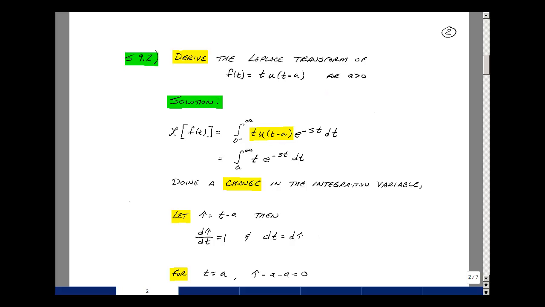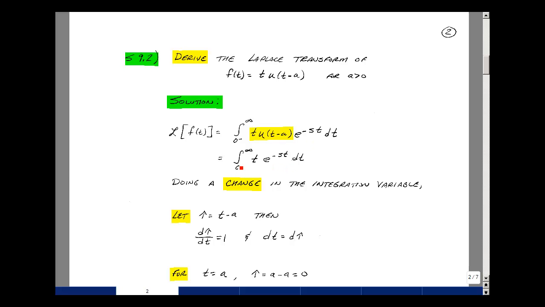Let's apply our definition of a Laplace transform. We'll take the integral from 0 minus to infinity of our function, which is t times u of t minus a, and then multiply that by e to the minus st dt. U of t minus a, the value of this is 0 for t less than a. So we can do our integration then from 0 minus to a, and then from a to infinity. The value from 0 minus to a would be equal to 0. We're left with then the integral from a to infinity of t times e to the minus st dt.